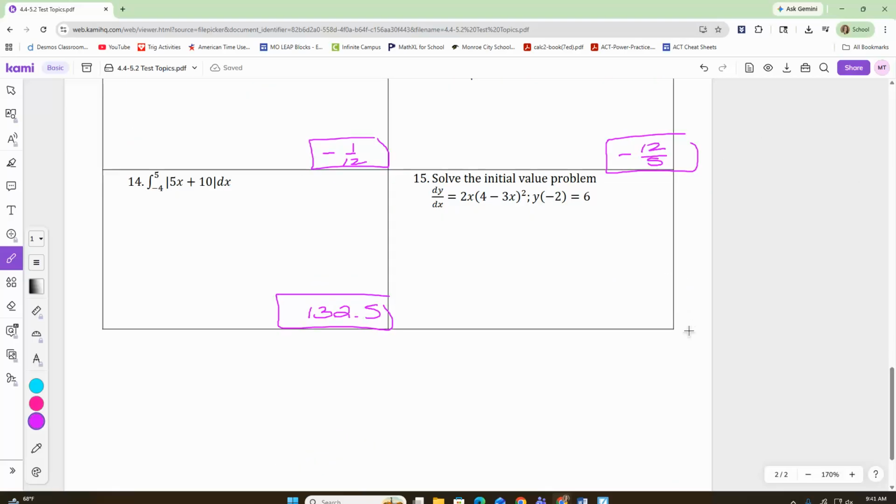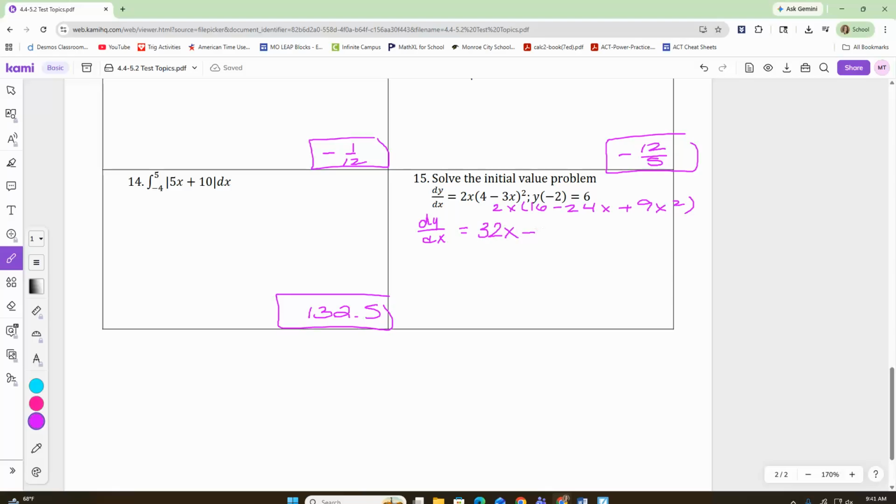All right, so I've got 2 minutes. Real quick, before I can do this antiderivative, what do we have to do? Can I undo a product? No. So I have to think about if I multiply this out. Okay, so that would be a 2x times 16 minus 24x plus 9x squared.